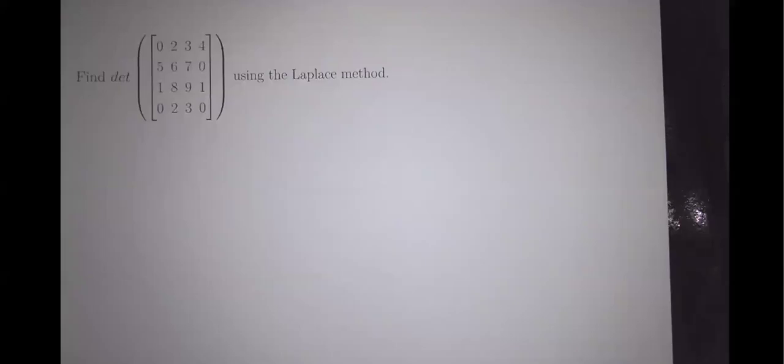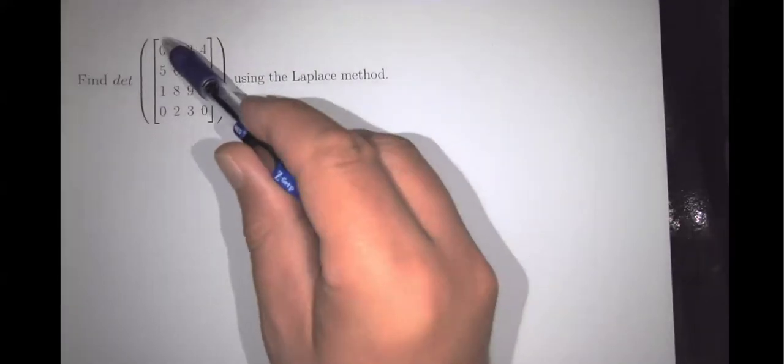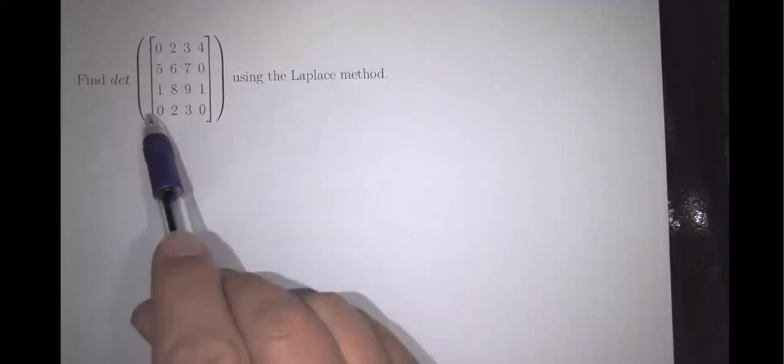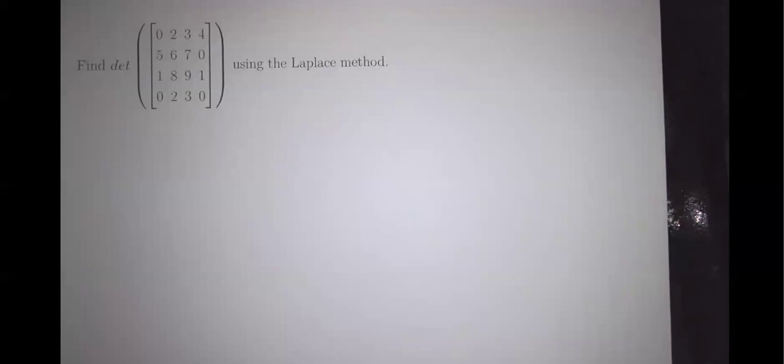In this example, we find the determinant of a 4x4 matrix using the Laplace method. Now, we have all sorts of options where to expand, but it makes the most sense to either expand along the first column, the fourth column, or the fourth row, because we see a lot of zeros. And those zeros are going to give us a lot easier calculation. So let's expand on the first column.